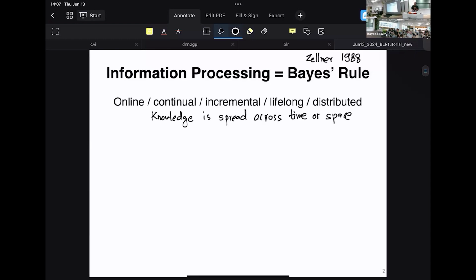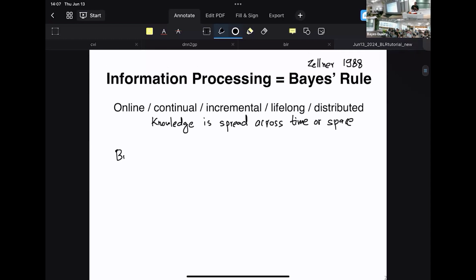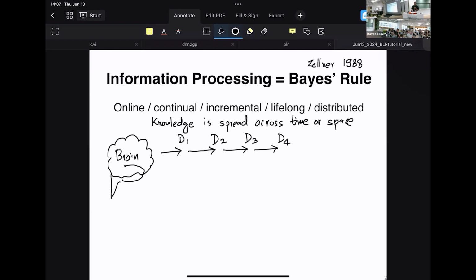So in this context, think about a brain. I don't know how to draw it, but it's something like this. Okay, that's a brain for me. And then the brain lives in the world, so it somehow sees some data over time. I'm thinking more like incremental or online continual, but it could also be over space. It's many things pointing from different places.